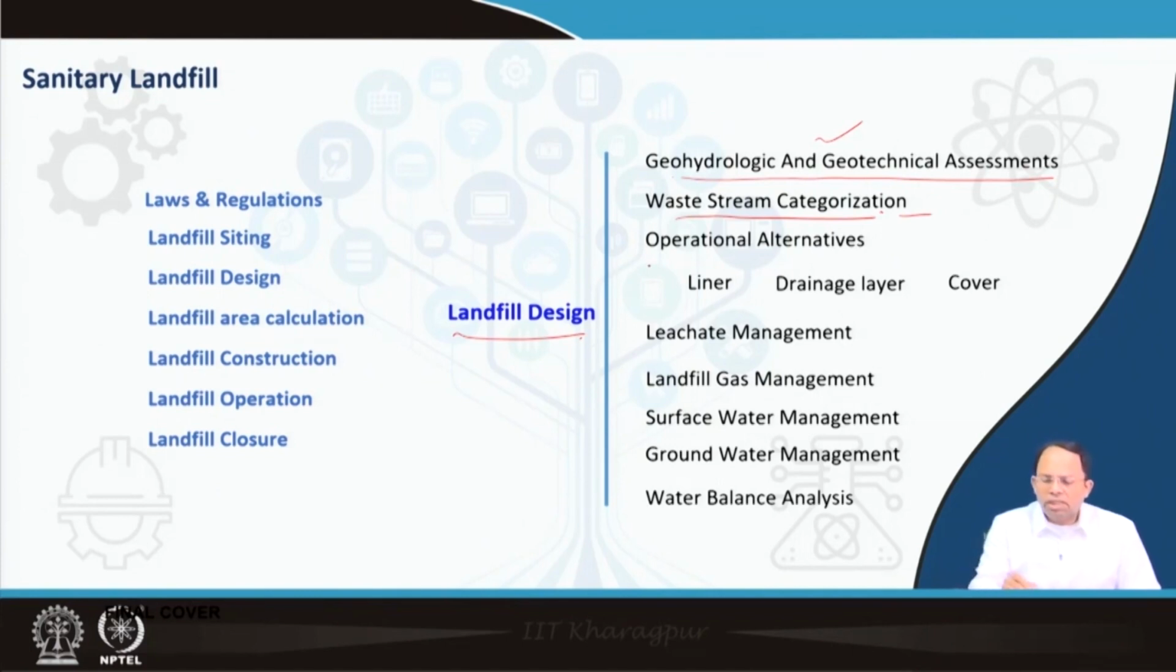Then, what are the operational alternatives? What sort of designs could we think of for the landfill? And within this, according to that, there will be designs for different liner systems, drainage layer, cover. What are these? We will discuss this in detail. But as you understand, liners prevent the flow of leachate into the groundwater. Drainage layer is one where we store the leachate so that it can be collected, and covers are barriers which prevent water from getting inside the landfill in the first place. Right. So, these are the different things that we will discuss.